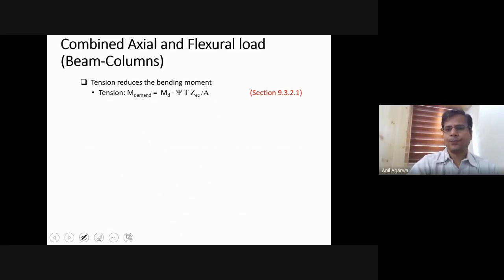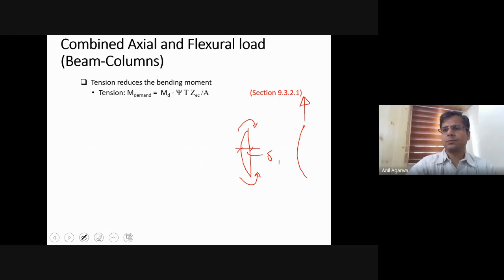So let's say I have a member and there is a moment acting on this. Because of this moment, the member bends like this, and I have a delta 1, that is the maximum deflection somewhere. Now, if I apply tension on this member, so this member is already curved this way.